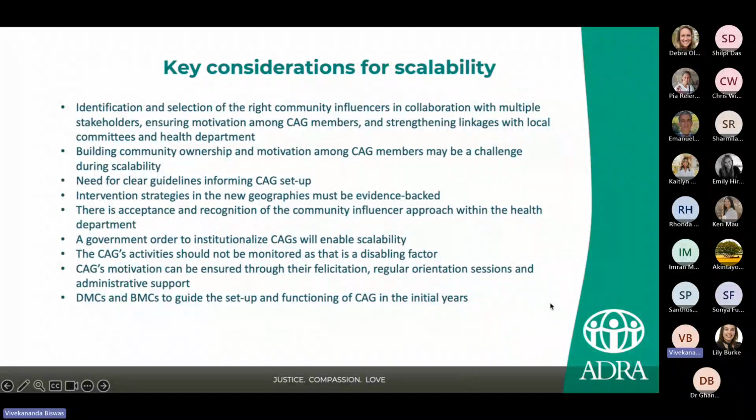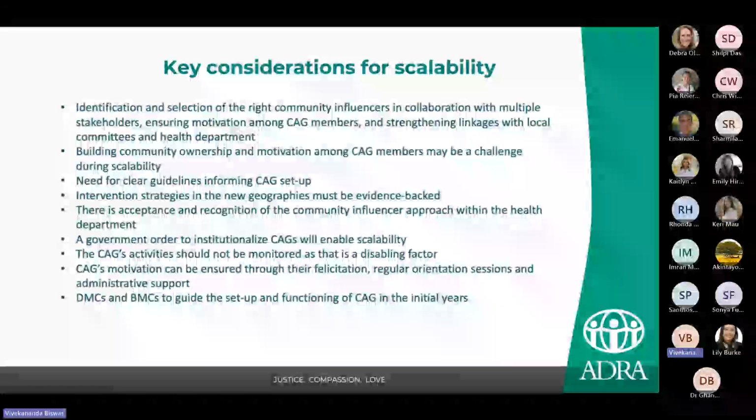Once the project staff is withdrawn, there has to be someone from the health department who will monitor, or if not, at least who will mentor them. So this regular monitoring and mentoring mechanism is very much essential. And also the district mobilization coordinator, that is the district level staff, and the block mobilization coordinators, or someone from the health department need to be there to guide the CAG members and to set up the functioning of CAGs for the initial years.